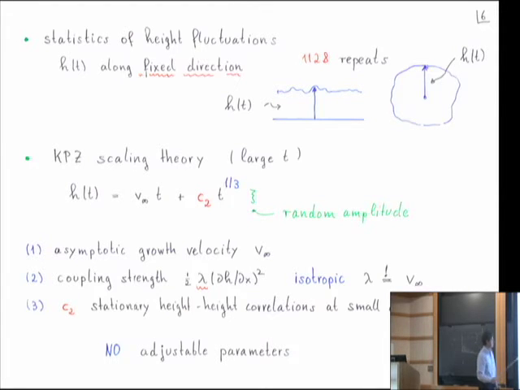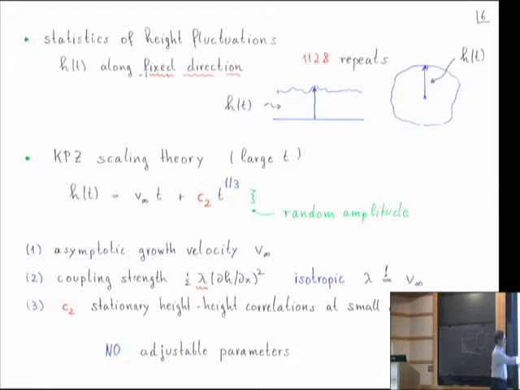Now let me recall these 3 points. There are 3 non-universal quantities which you have to compute. One of them is the growth velocity, which is easy because you just wait long enough, 40 seconds, and from this you compute what your radius is at time t. That gives you a reasonably good estimate for v infinity. This is determined with rather high precision.